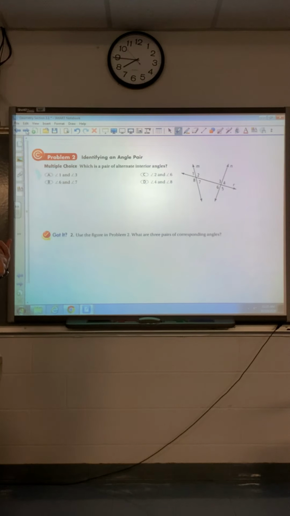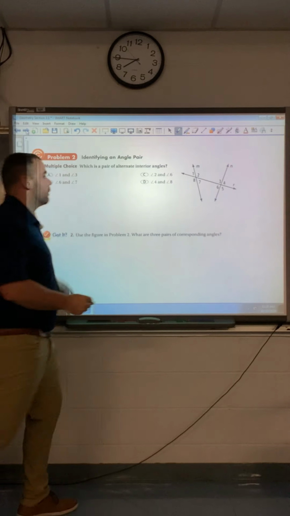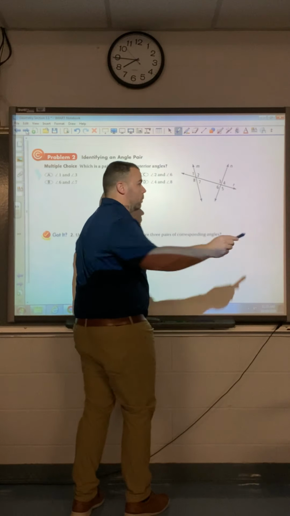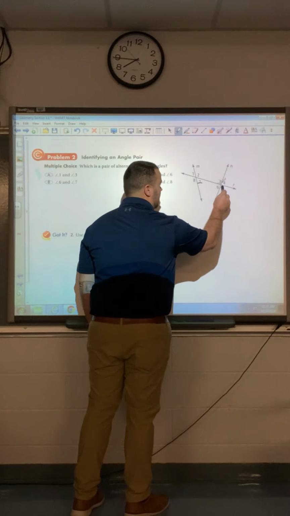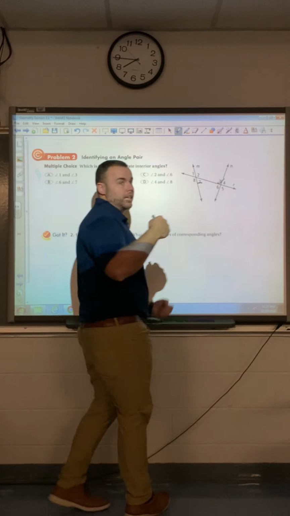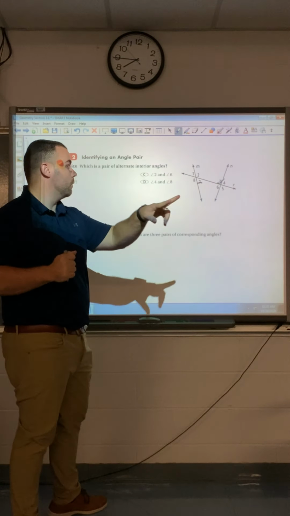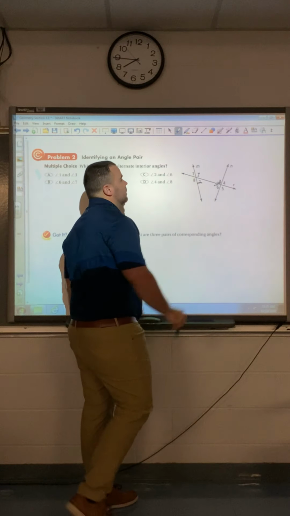4 and 8. Okay, first off, are those on the inside or the outside? 3 and 7? Those are on the outside. I want interior angles. Gavin said 1, 3, and 7. Those two are on the opposite sides on the inside, right? Yes. The other one is 2 and 6. Makes sense. So it's C.